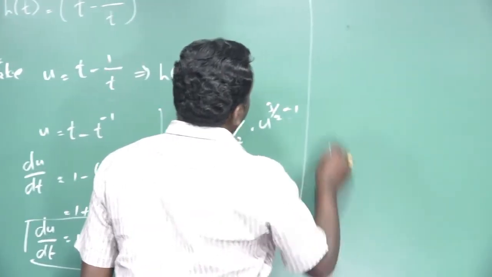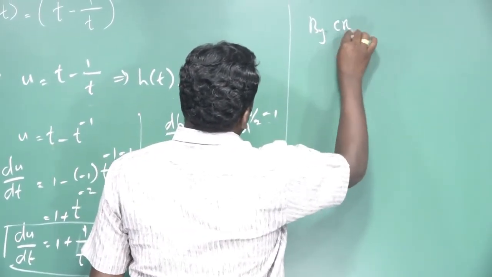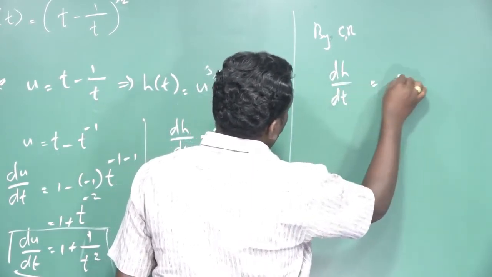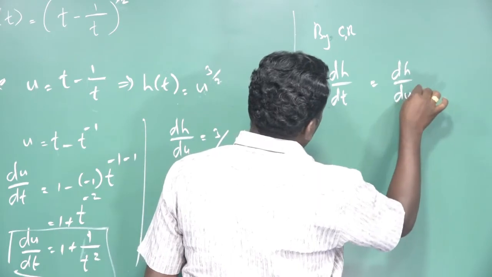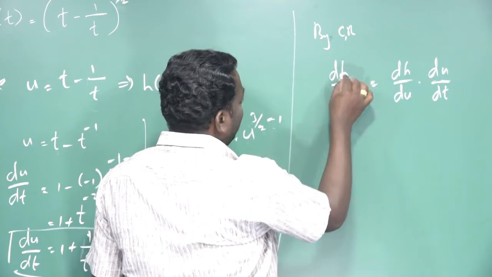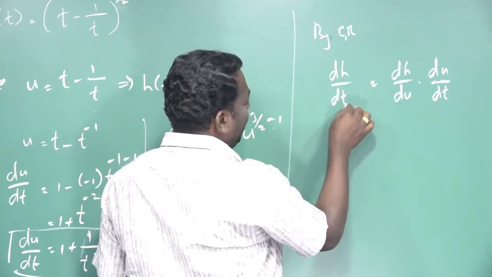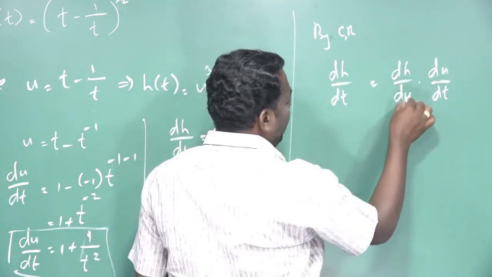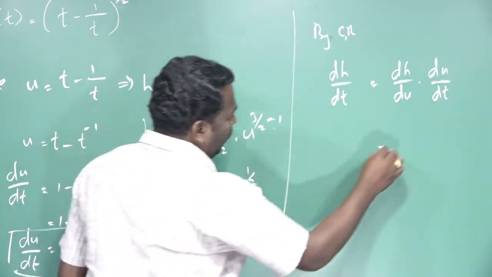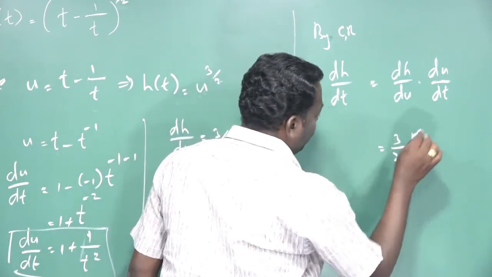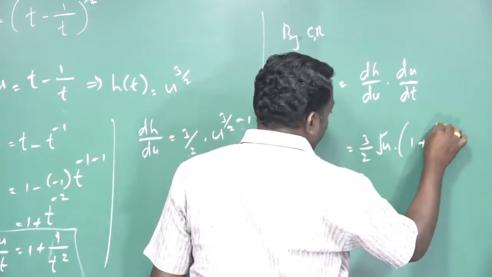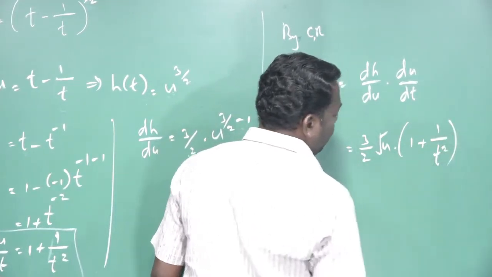Now apply the chain rule. By the chain rule, dh by dt equals dh by du into du by dt. H is a function differentiated with respect to t, but applying the chain rule with dh by du and du by dt, dh by du equals 3 by 2 into square root of u, into du by dt, which is 1 plus 1 by t squared.